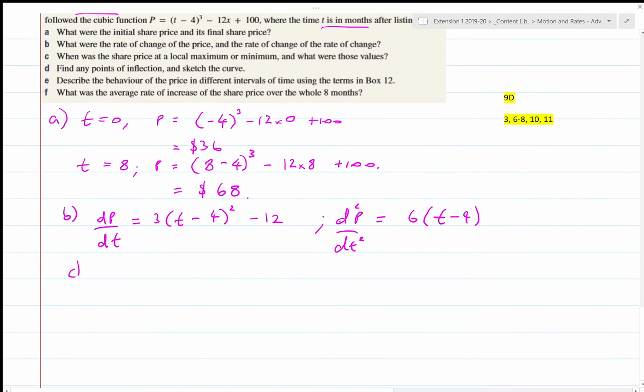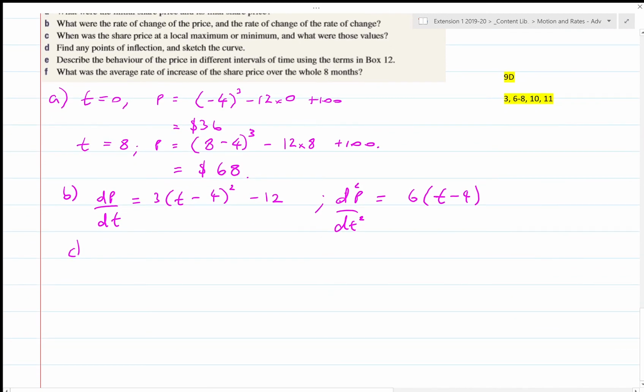So when was the share price at a local maximum or minimum? So the first derivative is 0, and what t values will get there. So therefore 3t minus 4 all squared equals 12, just moving the 12 across. Divide by 3, equals 4, square root. We need both plus or minus because then we're going to add 4.